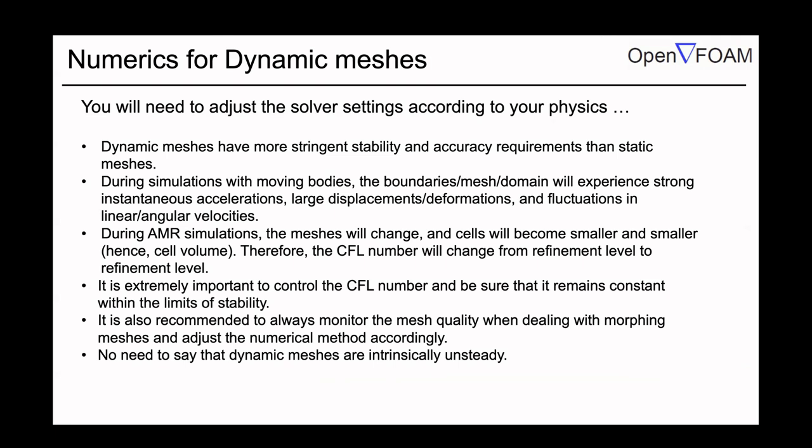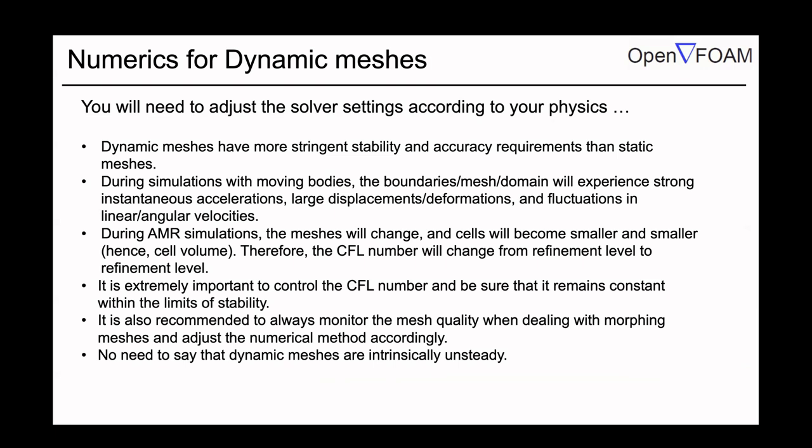If you use a very sharp trailing edge, what will happen is when you pitch it with a very high amplitude, the local cells get skewed and become very non-orthogonal. So for mesh morphing, that is a big problem. Your case will diverge, so you have to monitor it constantly.